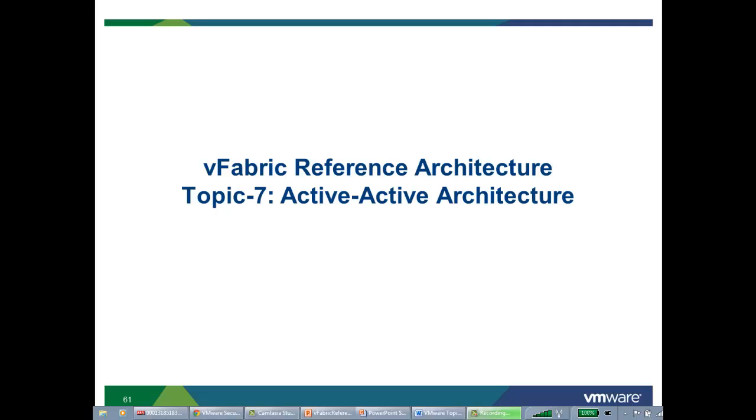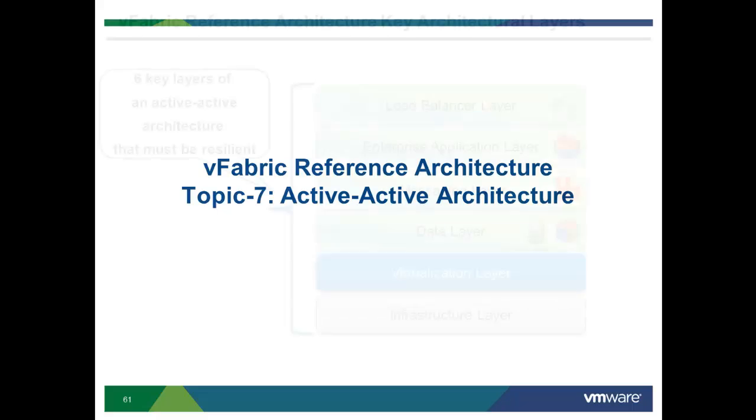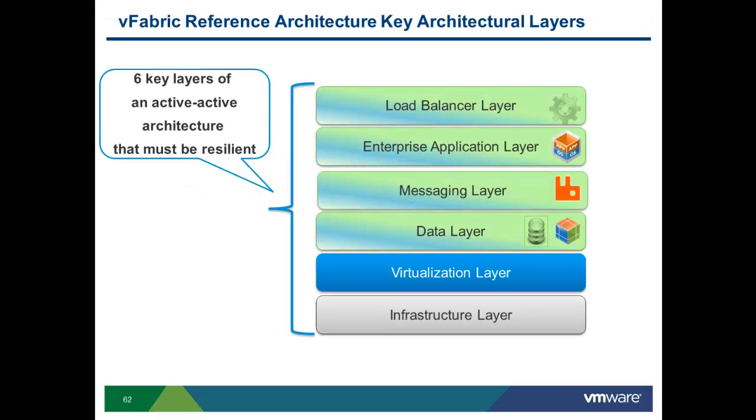vFabric Reference Architecture, Topic 7. Active-Active Architecture. Here we've divided the architecture into 6 layers of concern. The load balancer layer, the enterprise application layer, messaging layer, data layer, virtualization layer, and the infrastructure layer. Let's double click on each one of these layers.